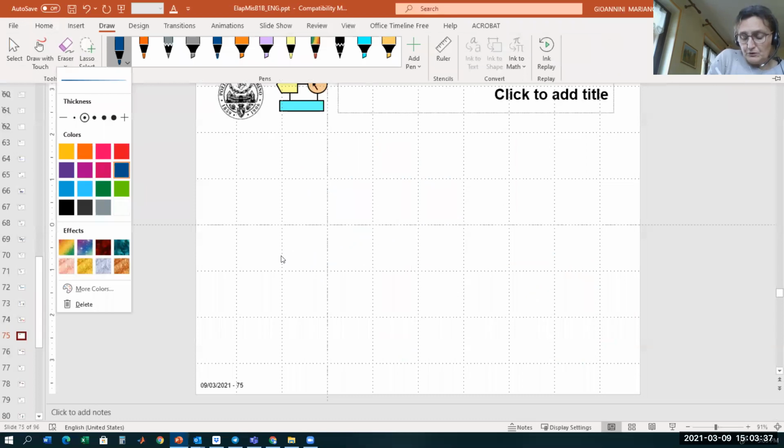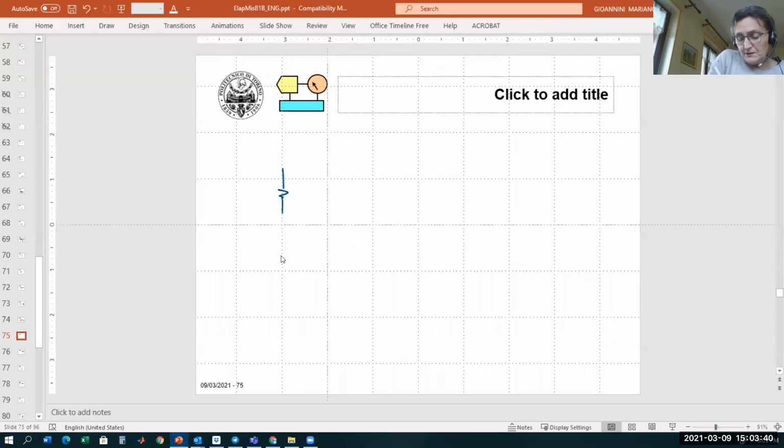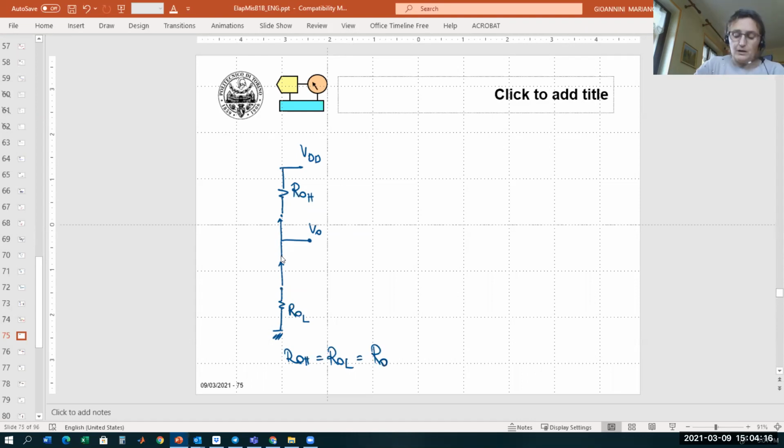The equivalent circuit for the output of A is the equivalent circuit for a totem pole output. This is the output resistance for the PMOS. Then we have a switch. Then we have the output here. Then we have another switch. And then we have the output equivalent resistance for the NMOS. This was ROH, this is ROL. We then assume that ROH is equal to ROL is equal to R output.